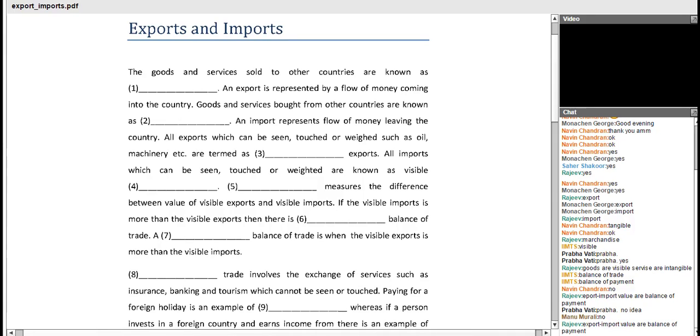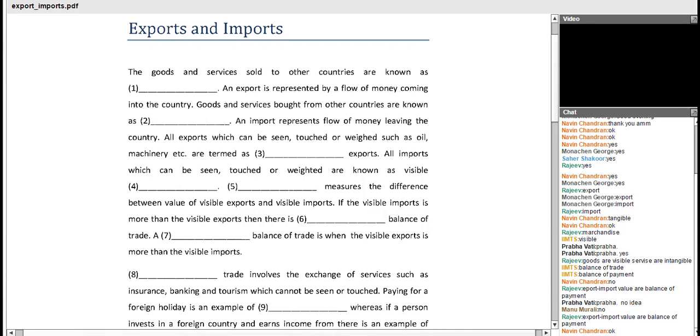So we can say balance of payment is a very comprehensive statement. It covers both visible as well as invisible goods and services. And balance of trade just talks about the visible items. Okay, balance of payment and balance of trade. Is the difference clear to everybody?